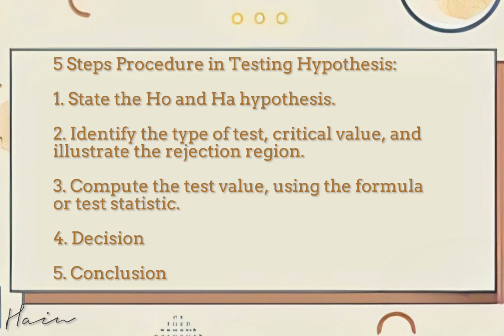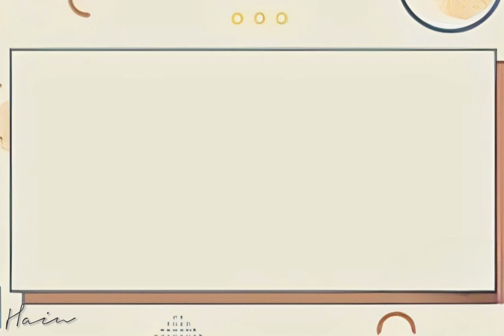Five steps procedure in testing hypothesis. Number 1. State the null hypothesis and alternative hypothesis. Number 2. Identify the type of test, critical value, and illustrate the rejection region. Number 3. Compute the test value using the formula or test statistic. Number 4, decision, and number 5, the conclusion.